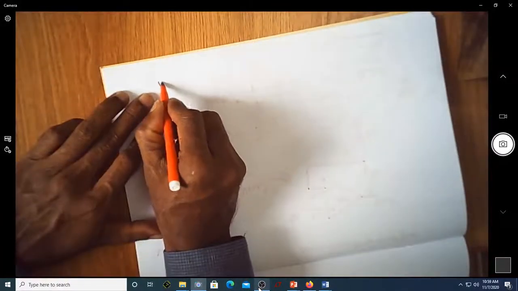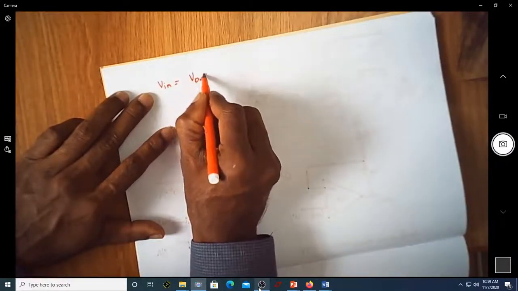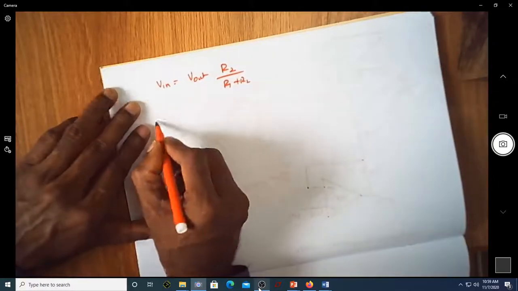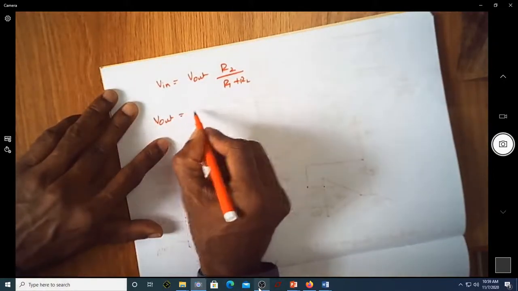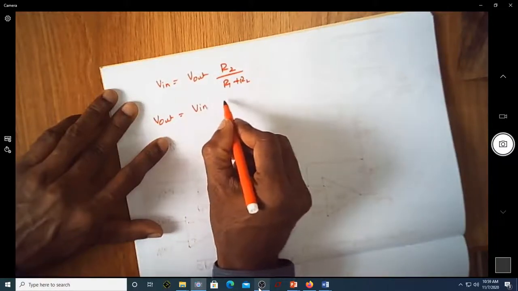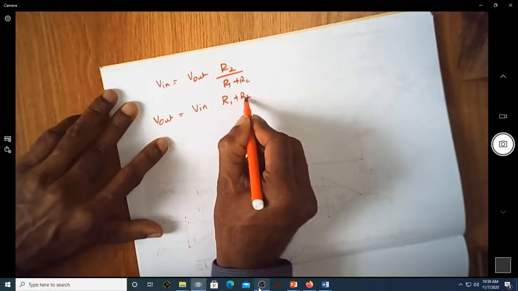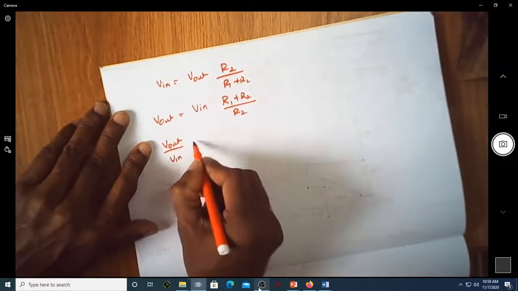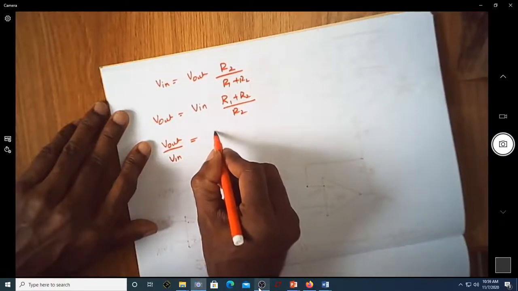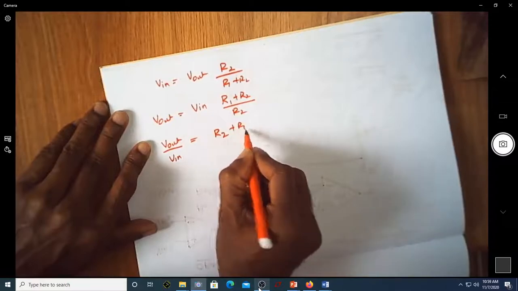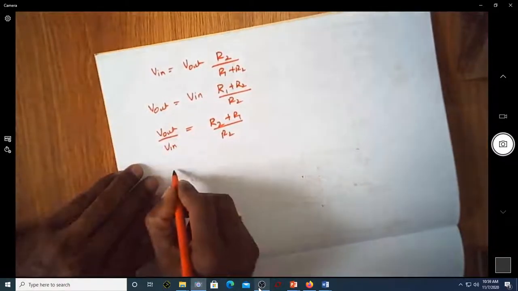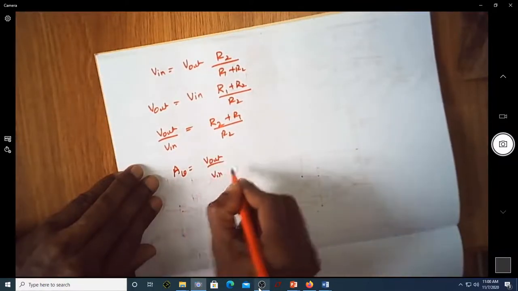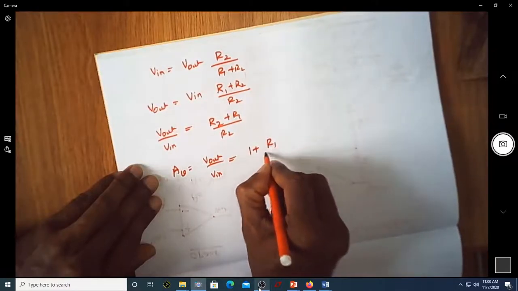So I can write V in as equal to V out R2 by R1 plus R2. So I can write now V out as equal to V in multiplied by R1 plus R2 divided by R2, or I can write V out by V in as equal to R2 plus R1 by R2, which I can further write as AV is equal to V out by V in is equal to 1 plus R1 by R2.